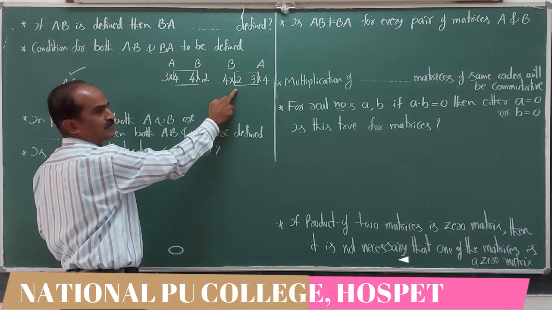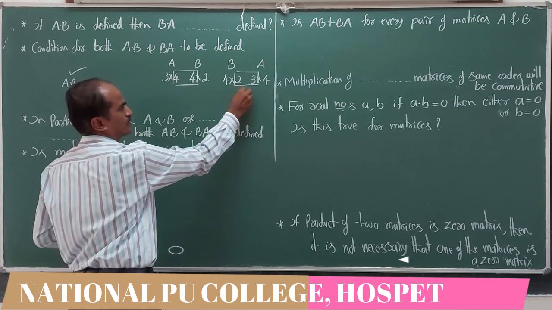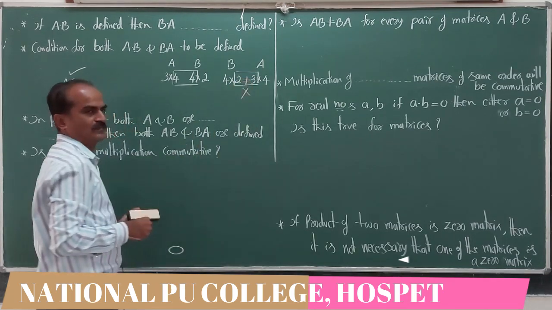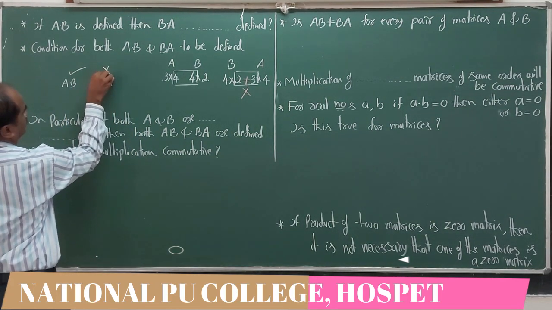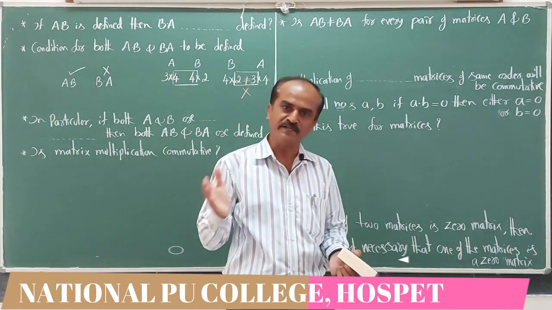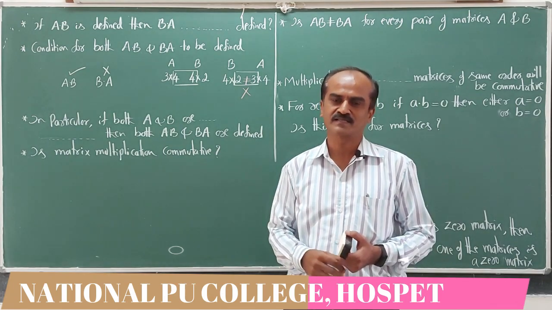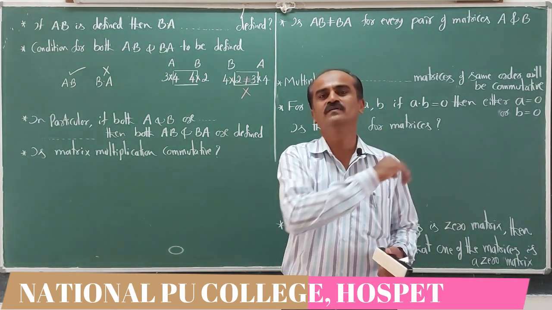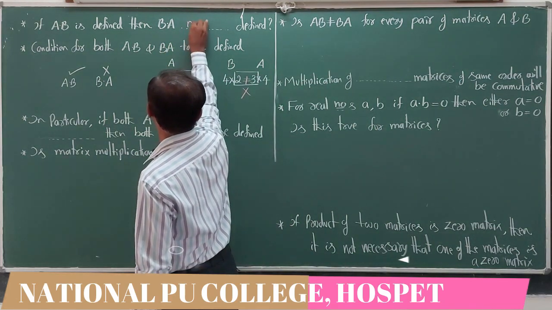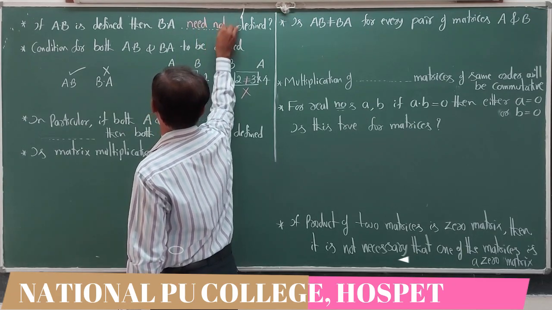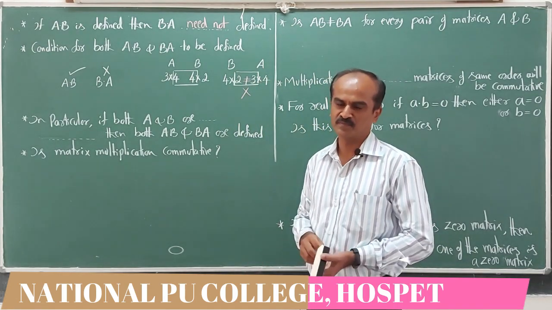First matrix, how many number of columns? 2. Second matrix A, how many number of rows? 3. So here 2 is not equal to 3. So B into A is not defined. In this example, A into B is defined, but B into A is not defined. Means in general, we cannot say that if AB is defined, then BA is going to be defined. Therefore, if AB is defined, then BA need not be defined. So this point you have to remember.